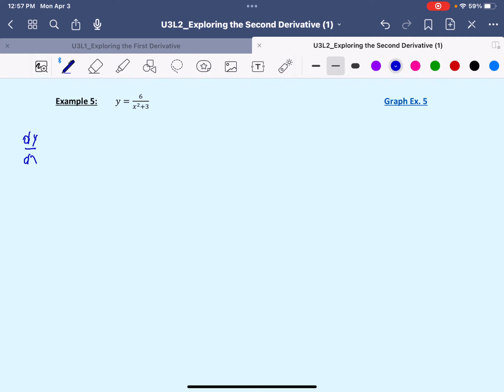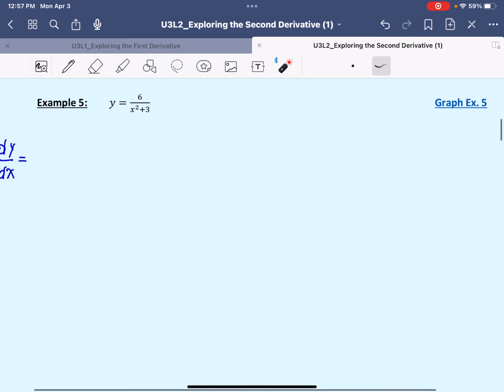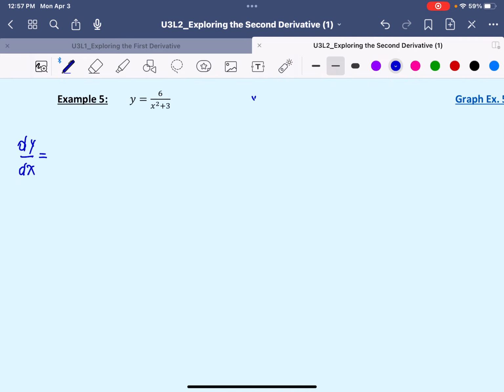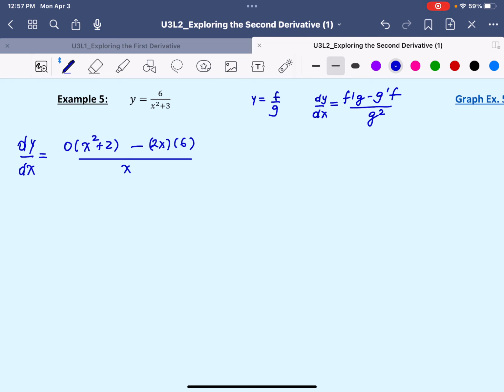So dy dx equals, so we are using the quotient rule in here because this is a rational function, and remember that the quotient rule states that if the function is in the form y equals f over g, then the derivative dy dx would be f prime g minus g prime f divided by g squared. So let's do this. Derivative of 6 is 0, multiplied by the denominator x squared plus 3. Then minus the derivative of x squared plus 3, which is 2x. Multiply this by 6. Divided by x squared plus 3 to the power of 2.